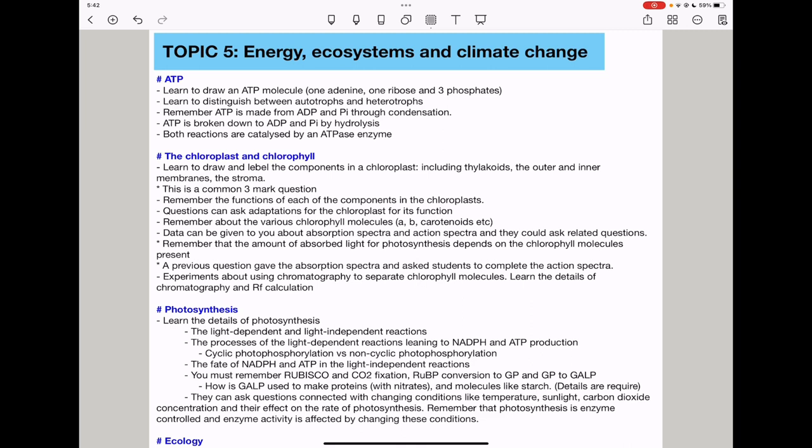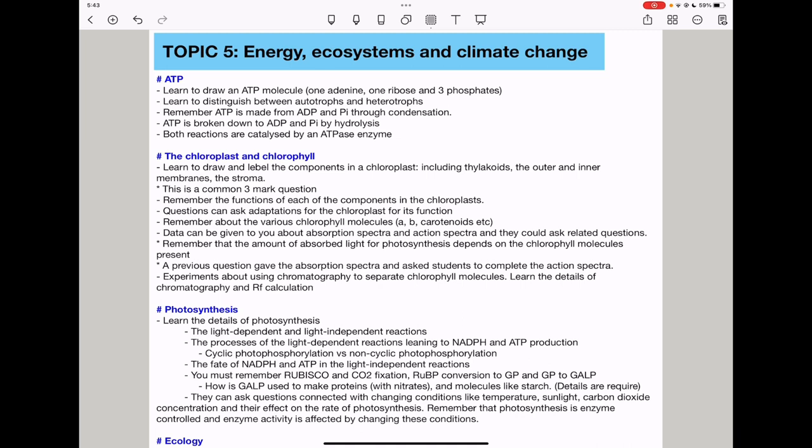Here you need to learn about the ATP molecule. You need to learn to draw the ATP molecule, including 1 adenine, 1 ribose, and 3 phosphates. You need to learn to distinguish between autotrophs and heterotrophs. Remember, heterotrophs feed on plants as well as other organisms, while the autotrophs use CO2 in order to generate their own food. Remember, ATP is made from ADP and Pi through a condensation reaction.